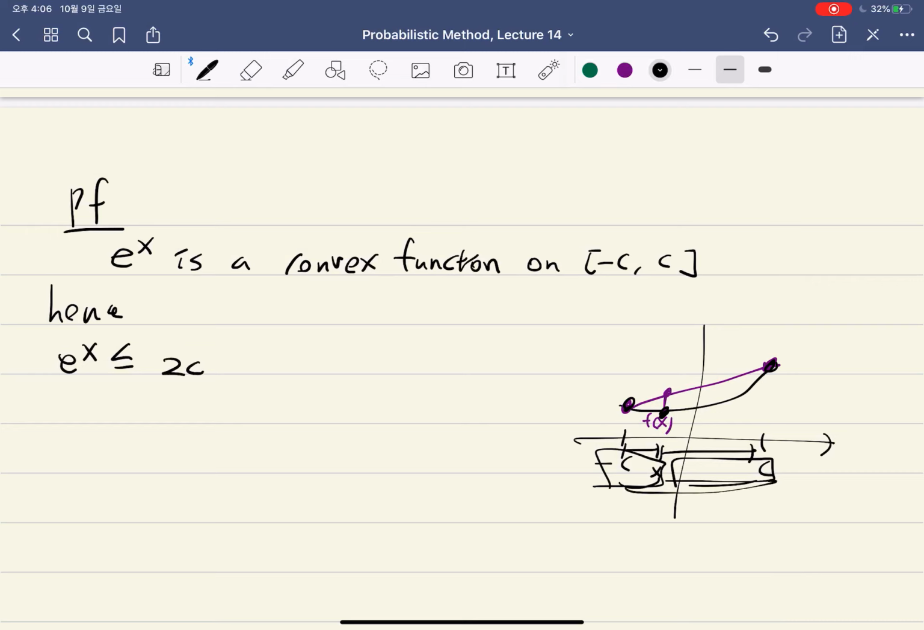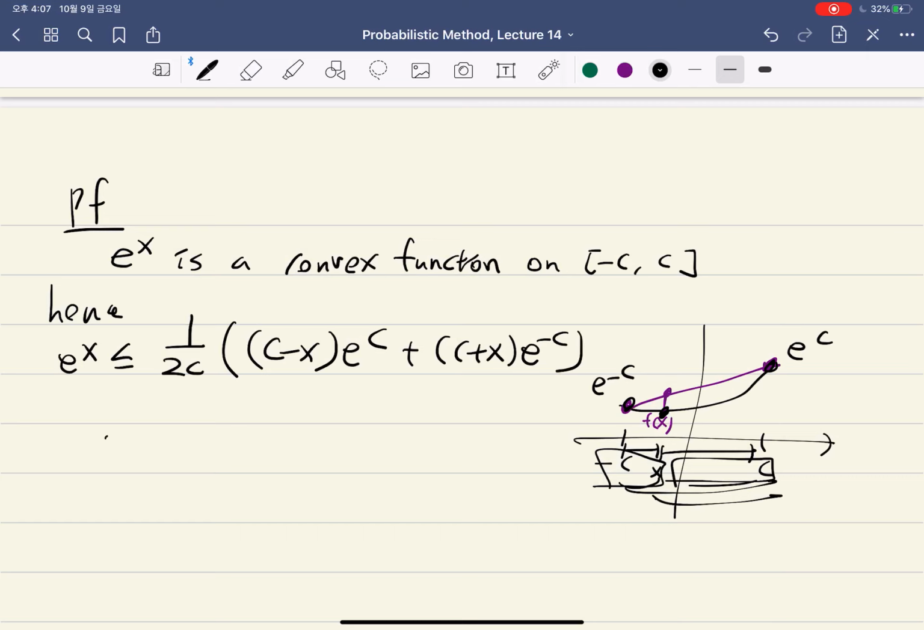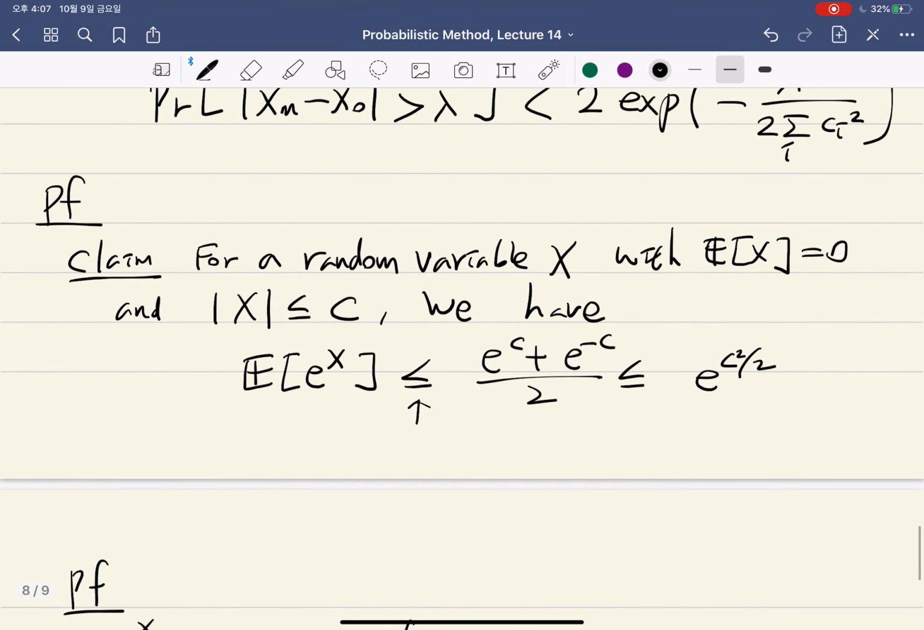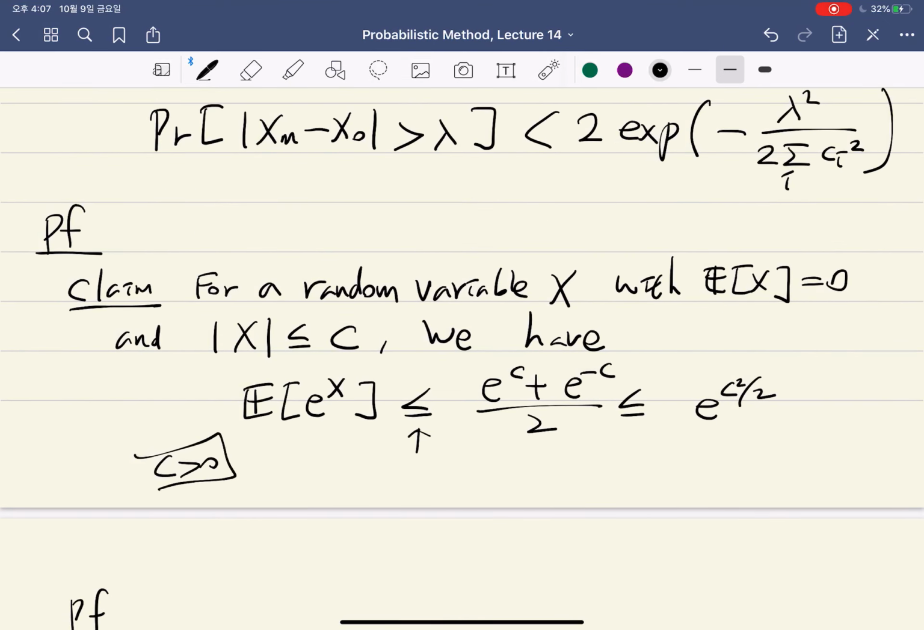So the length is 2c, and this length is c minus x times e to the c, and e to the negative c, c plus x, e to the negative c, which is over 2c, and then e to the c plus e to the negative c, and this. And obviously c has to be a positive number.